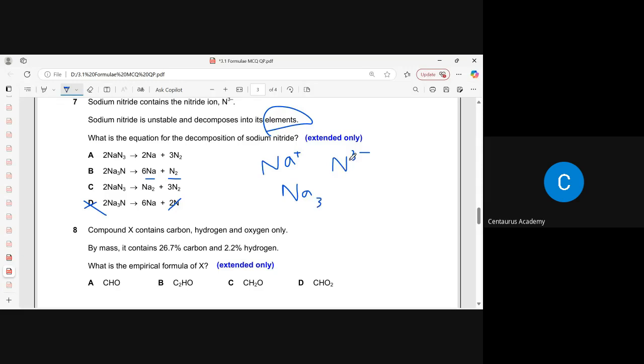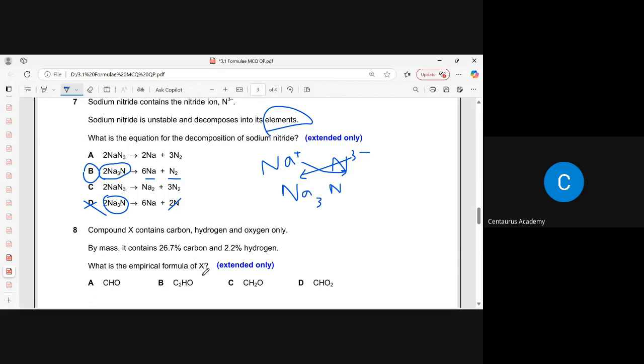You're going to swap and drop the valencies, and 1 plus comes here as a subscript. 1 is usually not written. If you look into this Na3N, we only have one particular equation, this one and this one. We have eliminated D as our answer choice, so B would be the correct answer. Then you should chemically look into whether this equation is balanced or not.